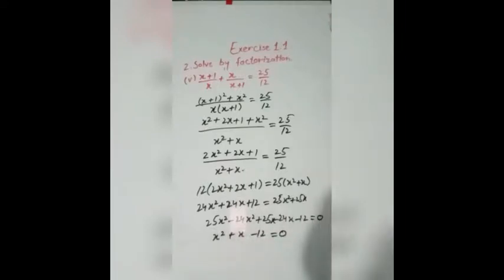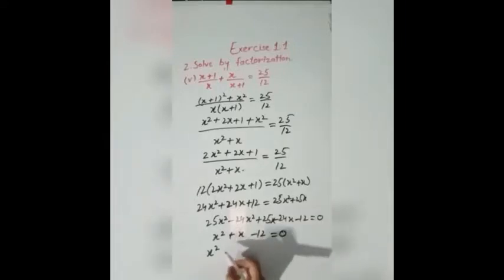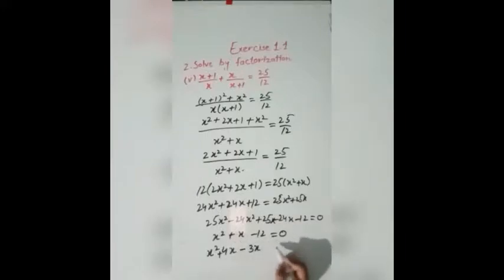Now we have to factorize this equation. We have to find r and s. Here if we take r as 4x and minus 3x is equal to s. s is minus 3 and r is plus 4. If we add these two, then we get plus 1, and if we multiply, then we get minus 12.